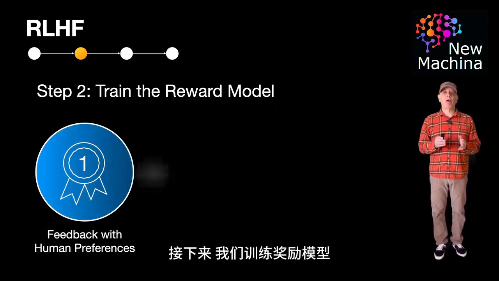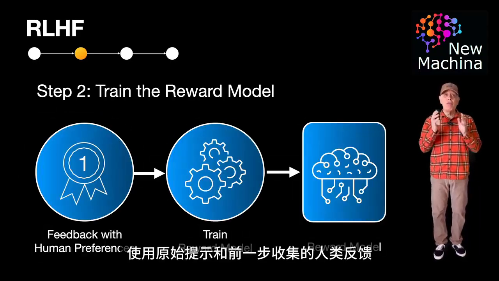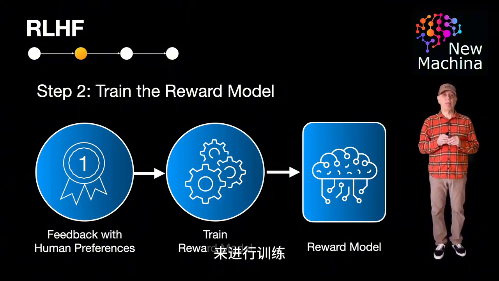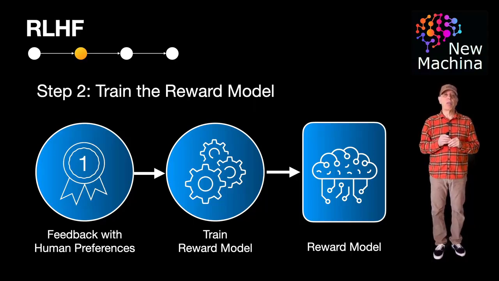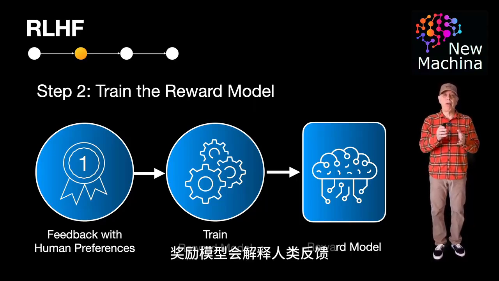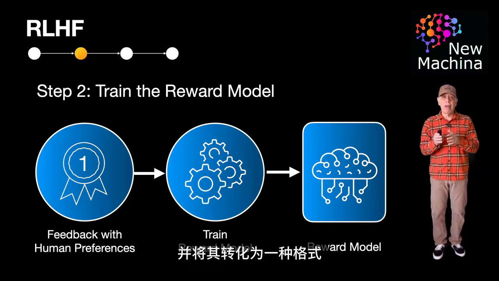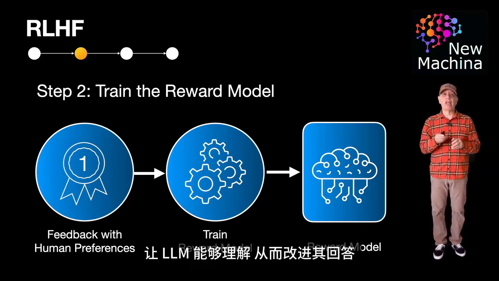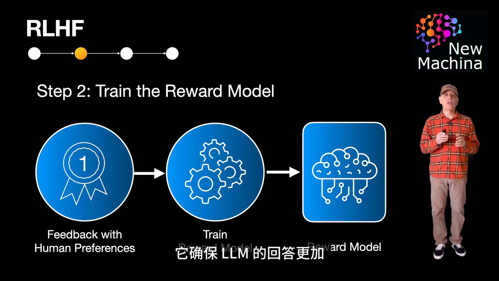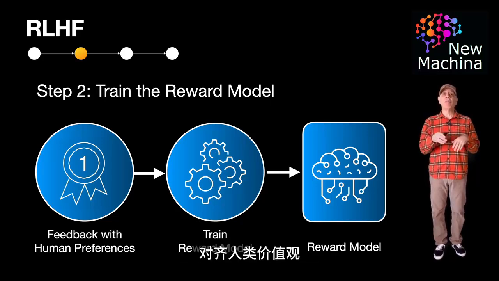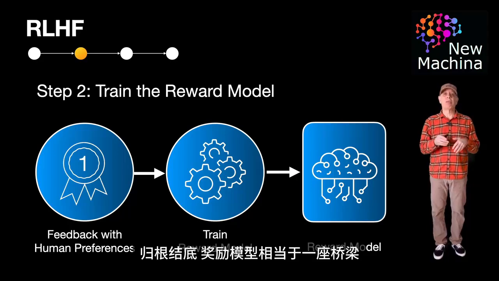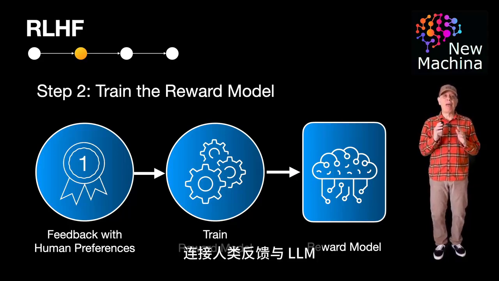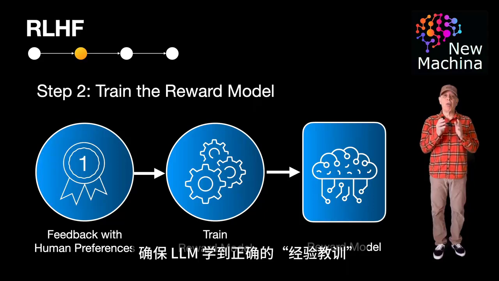Next, we train a reward model using the original prompts and human feedback collected in the previous step. So what is the role of the reward model in RLHF? A reward model interprets human feedback, translating it into a format the LLM can understand to refine its responses. It ensures that the LLM responses are aligned with human values by providing a structured way to evaluate outputs. Essentially, the reward model acts as a bridge between human feedback and the LLM, making sure the LLM learns the right lessons.